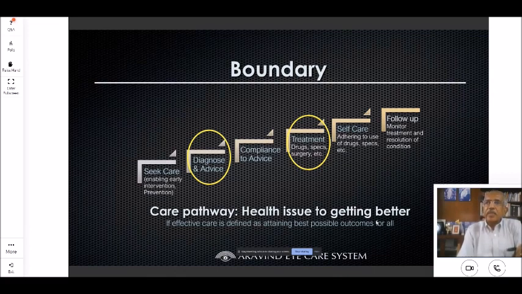So they are not concerned about those who don't come to them, nor are they concerned about those who don't follow through. And very few are concerned about what happens subsequent to treatment. I mean, they would advise the patient to come back, but if the patient doesn't come back, they don't own the problem.